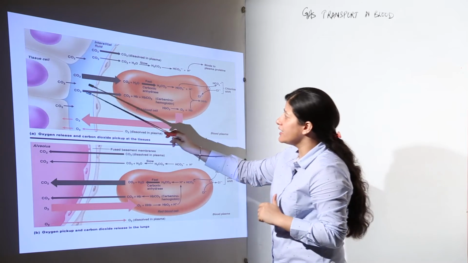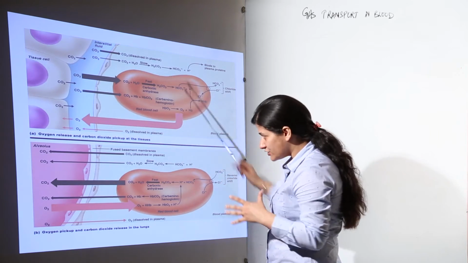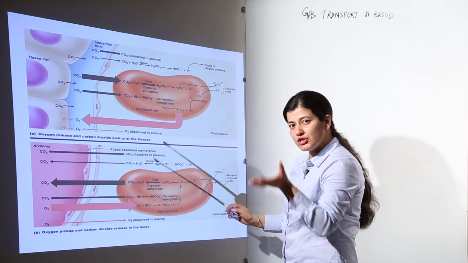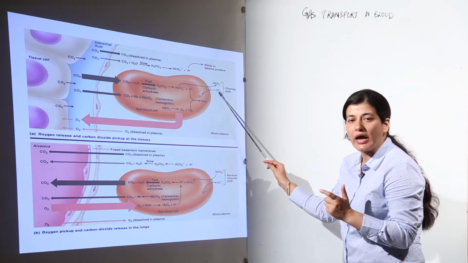Now see, in the case of tissue, let's take the example of oxygen. We are considering oxygen over here, and oxygen release and take up would be responsible for a phenomenon known as chloride shift.